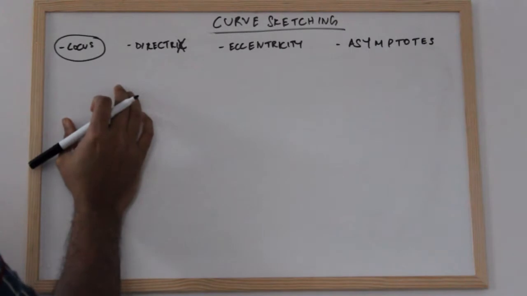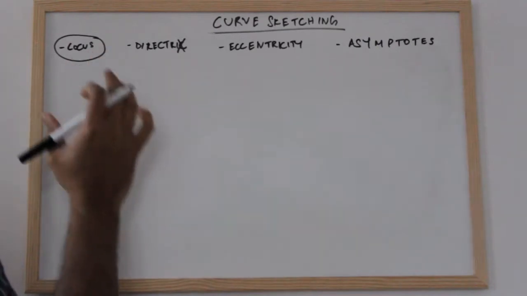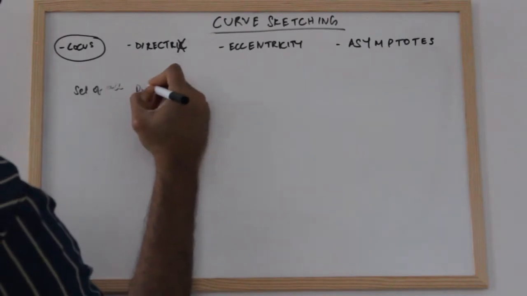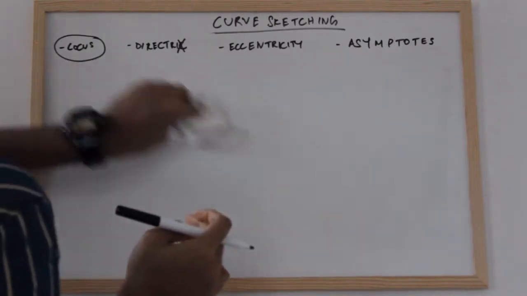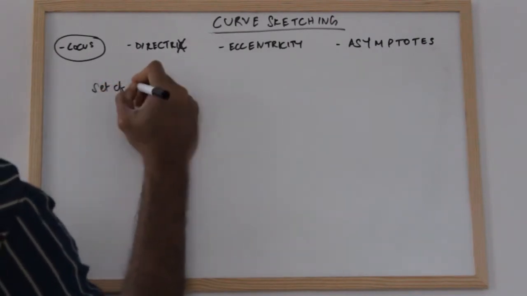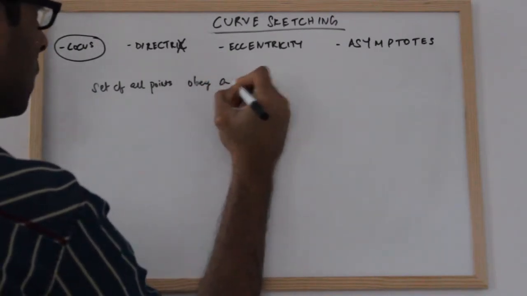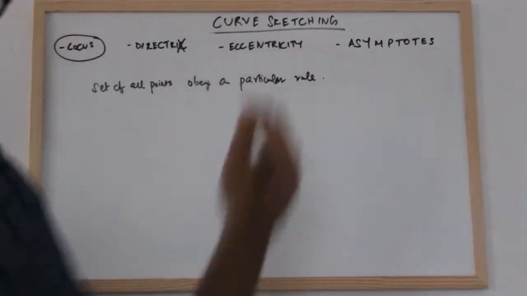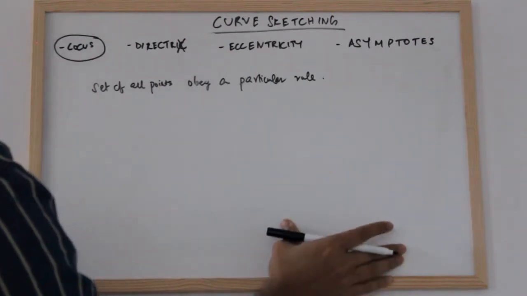Let's move on to locus and define what exactly locus is. Locus is the set of all points which obey a certain rule. So, the set of all points that obey a particular rule. We're not done with this. I'll explain what exactly and how exactly a locus is found.